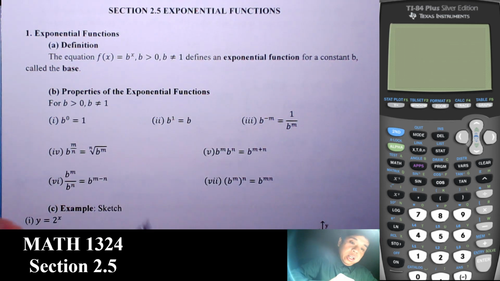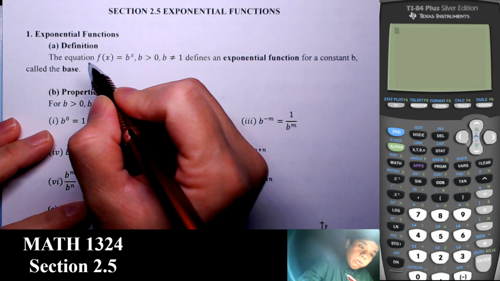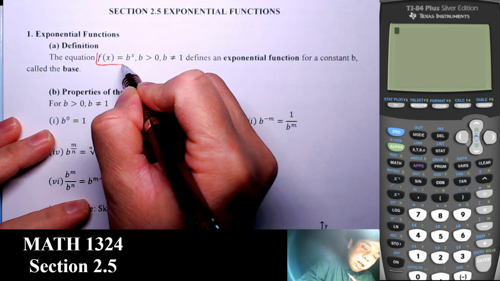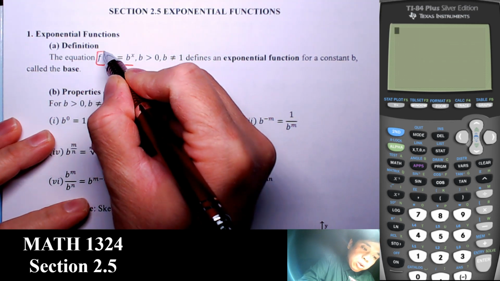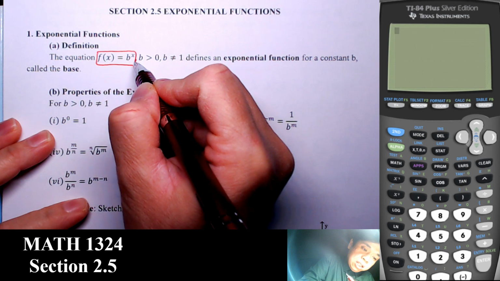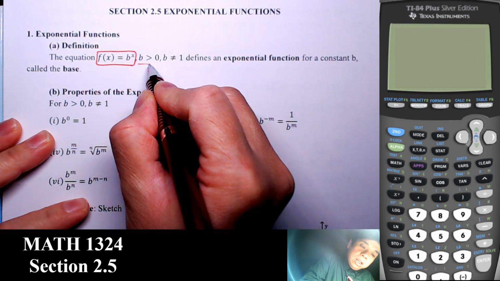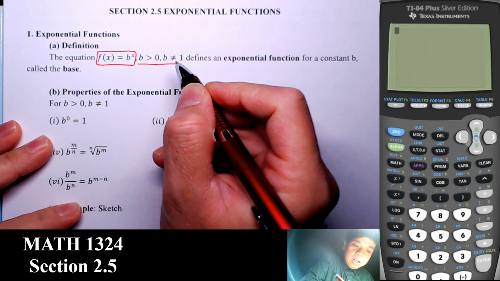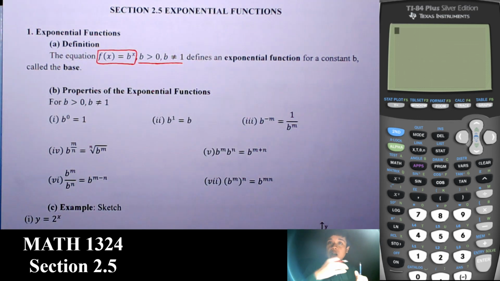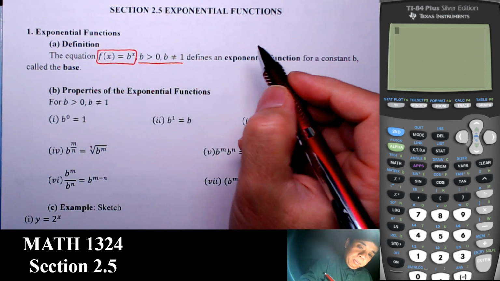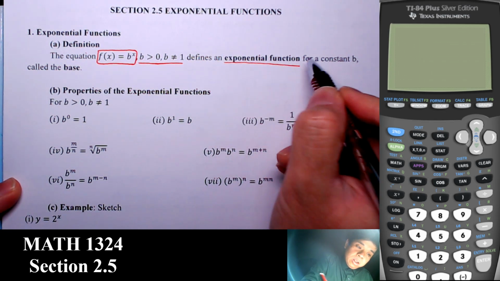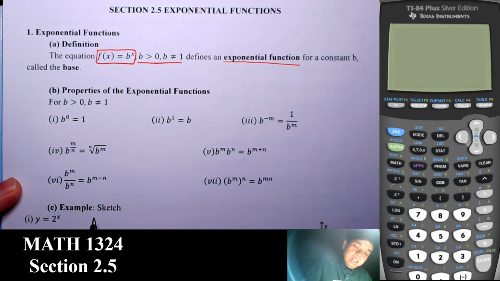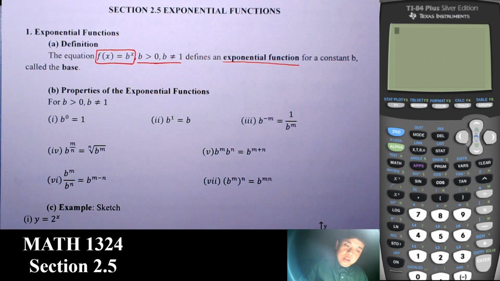Exponential function. So we define an exponential function to be b to the x, where b is the base, and the base cannot be negative, cannot be 1, cannot be 0. So we define that to be greater than 0 and not equal to 1. That's called an exponential function, and we call the base b. So this is an exponential function with base b.